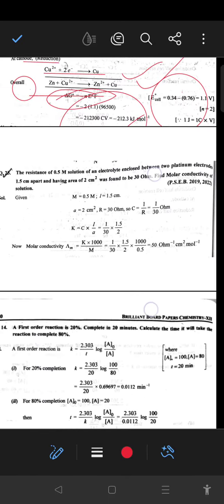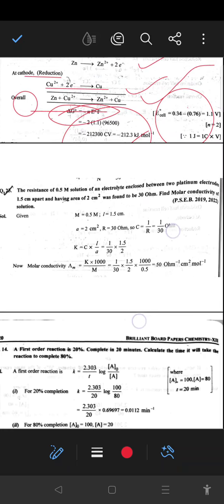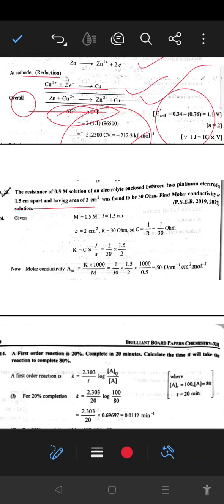Next, the resistance of a 0.5 molar solution of electrolyte enclosed between two platinum electrodes, 1.5 centimeter apart, having area of 2 centimeter square, was found to be 30 ohm. Find the molar conductivity. So M is given, l is given, A is given, R is given. Conductance C is 1 over R.